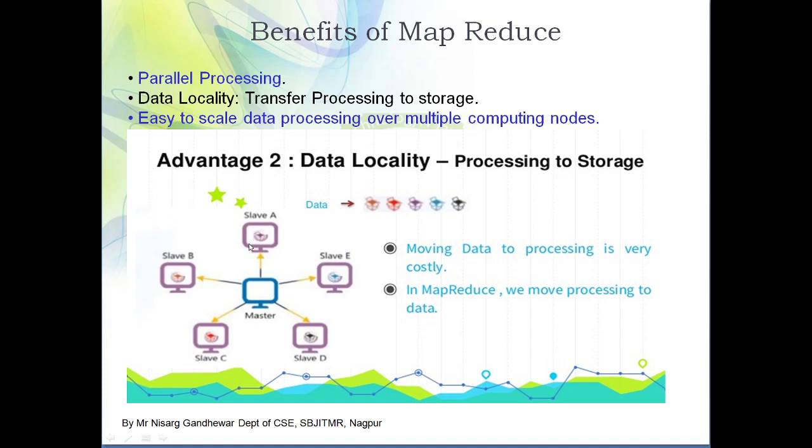So in that case, what will happen? Suppose I have one master node and I have 5 slave nodes, A, B, C, D, and E. In normal processing, all these slave nodes will submit their task to the master node, and the master node alone will perform that particular task. So it requires more processing time, because the work of processing is done only by the master node itself. So this is normal processing.